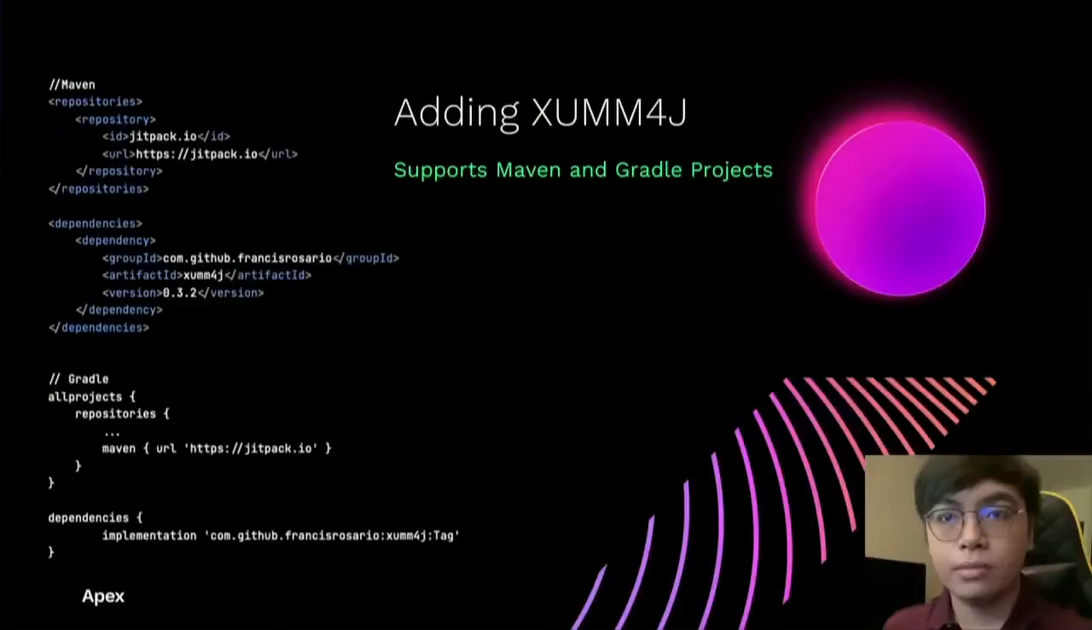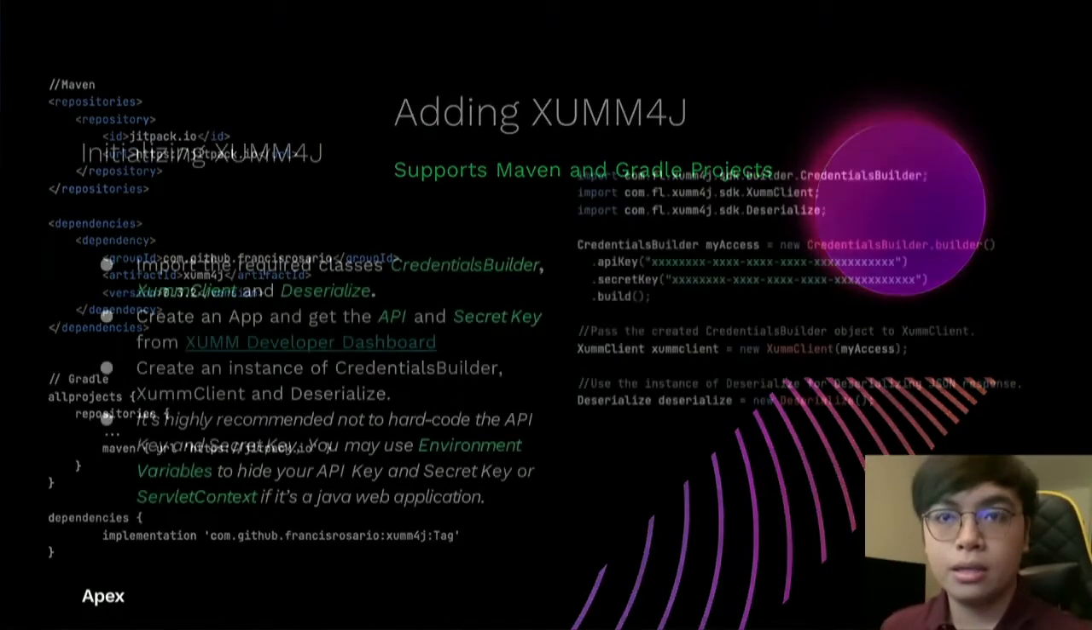The following slides are some of the current features of Xumm4Java and some quick guides on using it. Xumm4Java supports both Maven and Gradle projects. You can use Xumm4Java by adding it to your Maven dependency or Gradle dependency. You can also download the class library via my GitHub that is pre-compiled with its dependencies. After adding the dependency, I'll show you how you can initialize the Xumm client that will interact with the Xumm API.